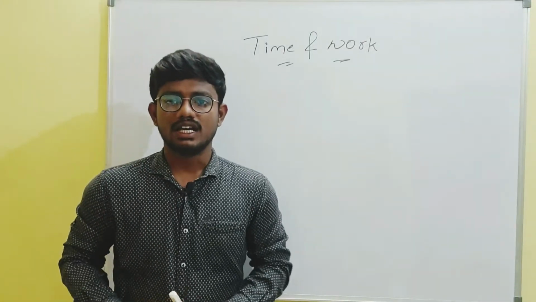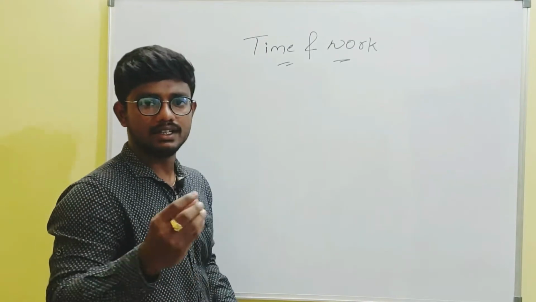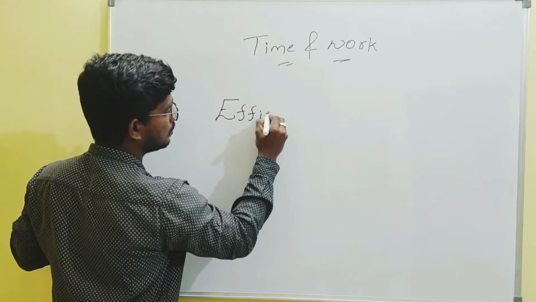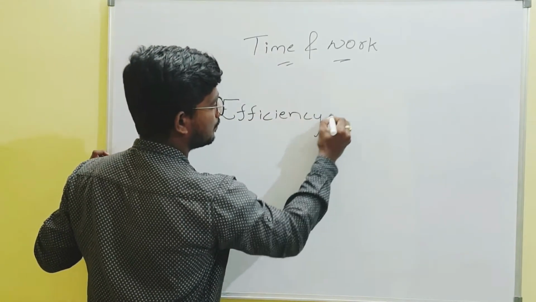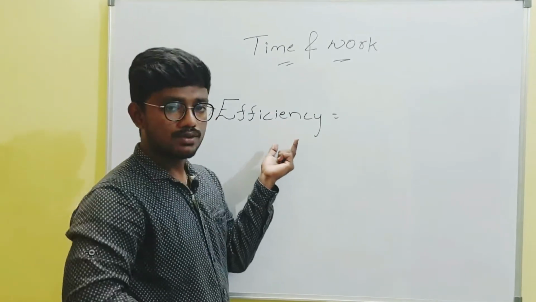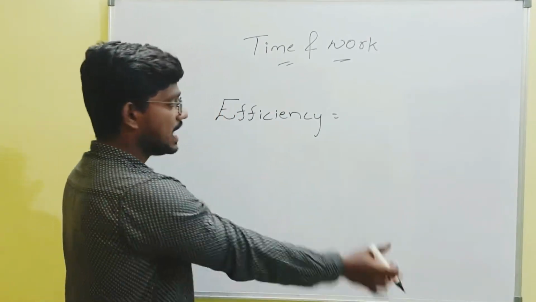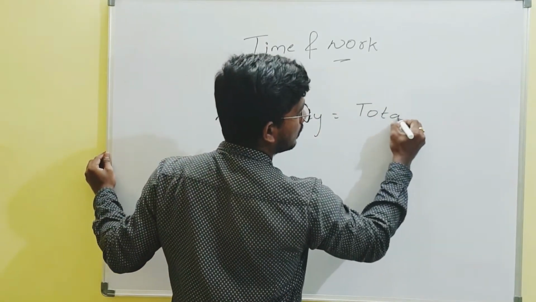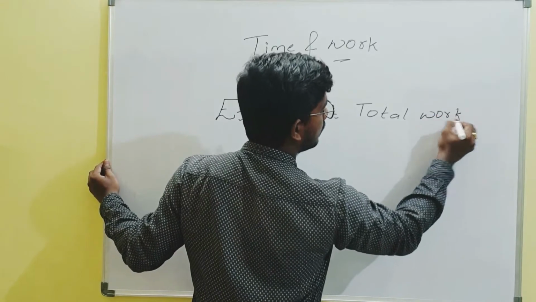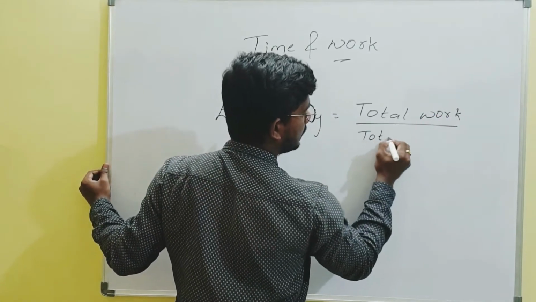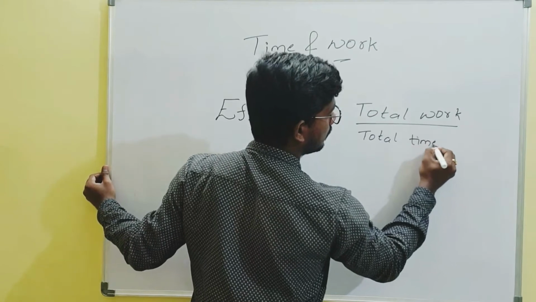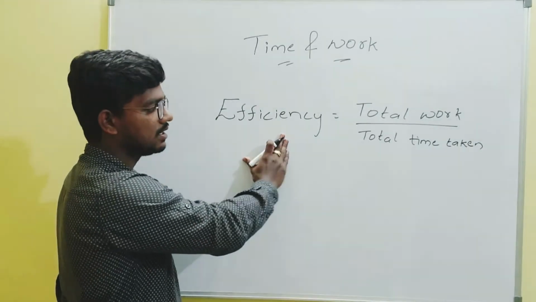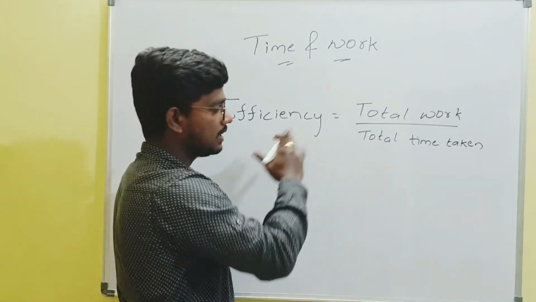Before solving the problems, let us discuss one more important term in time and work, that is efficiency. This term is also very much important in the time and work concept. Efficiency is nothing but the total work done by total time taken. We can define efficiency as the total work by total time taken.